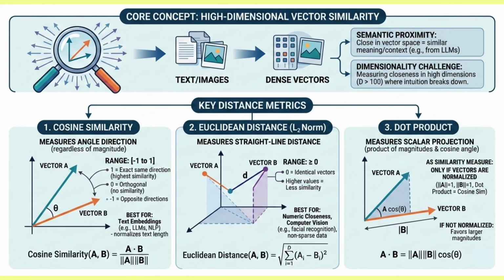The dot product is a measure of the scalar projection of one vector onto another. It measures the product of the vectors' magnitudes and the cosine of the angle between them. You can see the formula for this as well. The dot product is a direct similarity measure only if the vectors are normalized. If A and B are L2 normalized, the formula simplifies to A dot B equals 1 times 1 times cos theta, making it mathematically equivalent to cosine similarity.